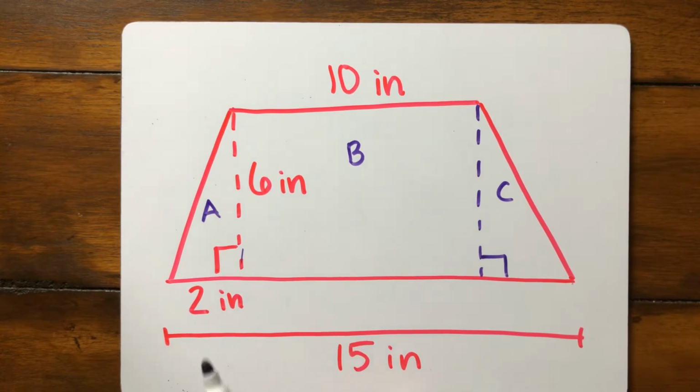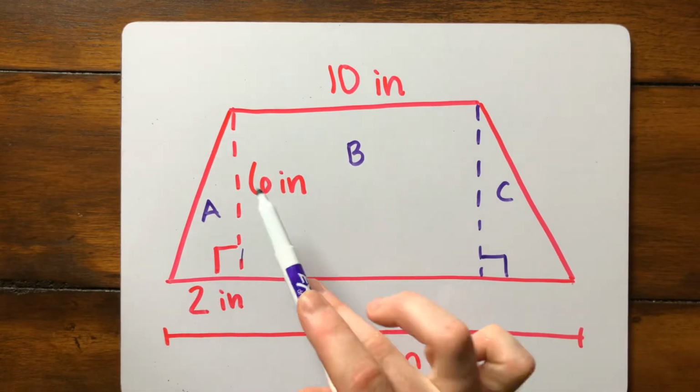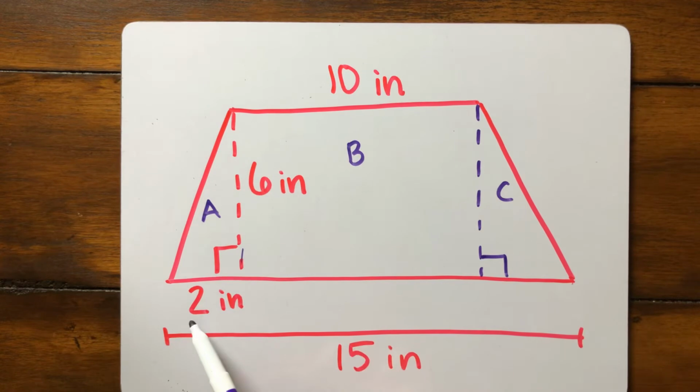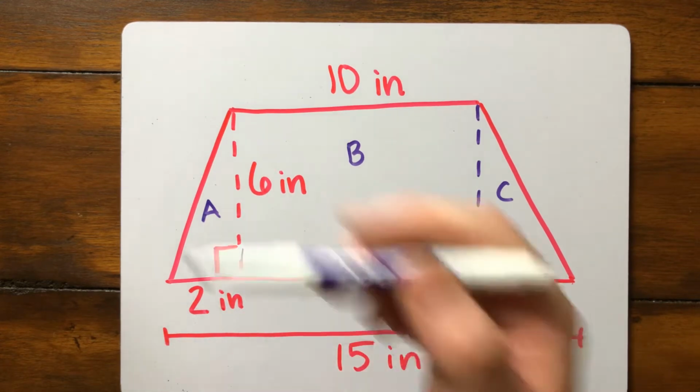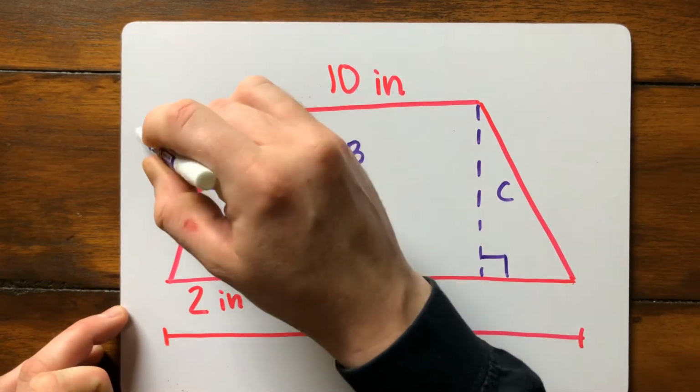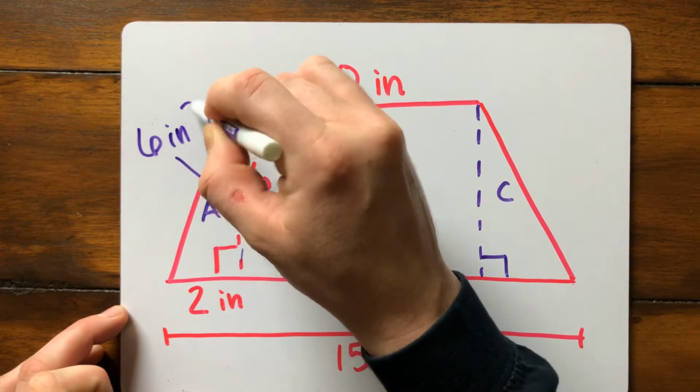So we'll start with triangle A, okay? Base times height. 6 times 2 is 12. But then remember, for triangles, you have to divide by 2. So 12 divided by 2, the area of this triangle is 6 inches squared.